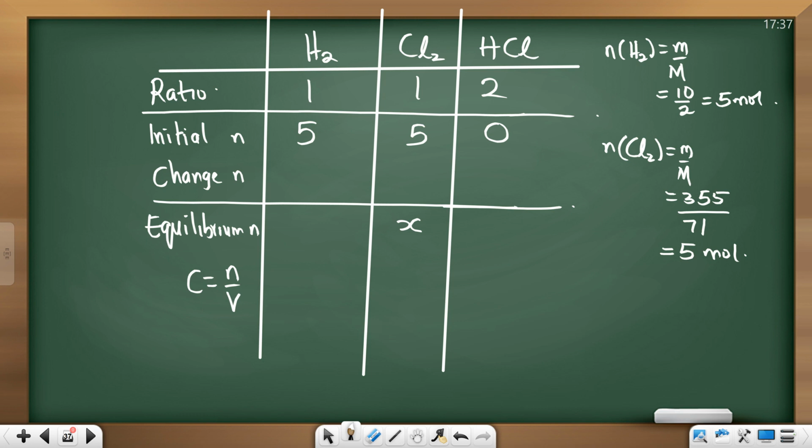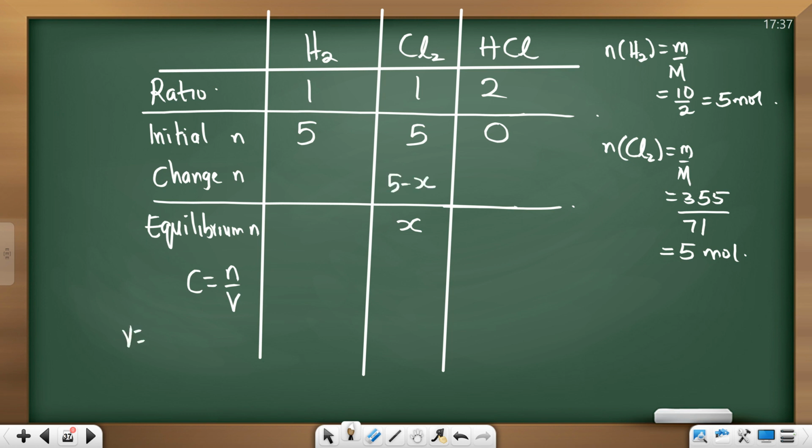Present at equilibrium, because we didn't know it. But Kc is 60. Will that be okay? Can we work with that? It depends on you though. We can put the X anywhere. If I put the X here, this will be 5 minus X.